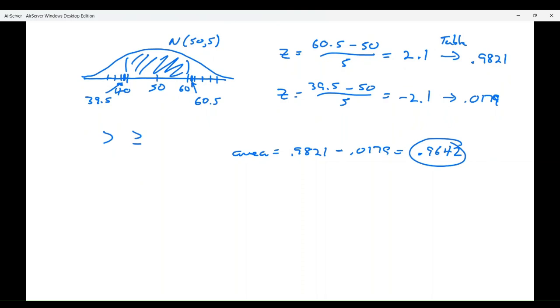So if I flip a coin 100 times, I would expect about 96.4% of the time to get heads 40 to 60 times. So flipping the coin 100 times, the number of heads being between 40 and 60 out of those 100 would occur, I would expect, about 96.4% of the time.